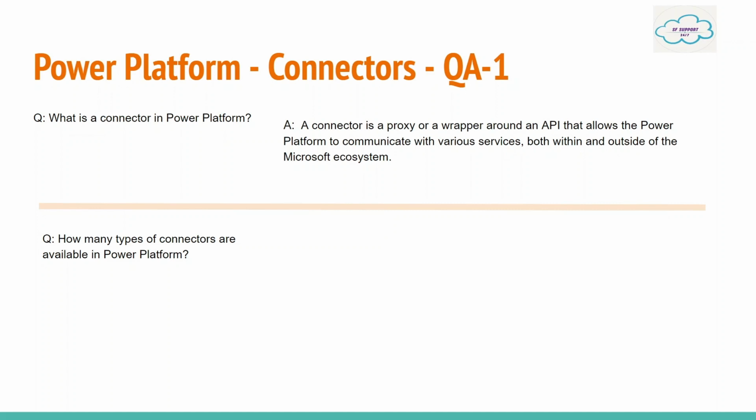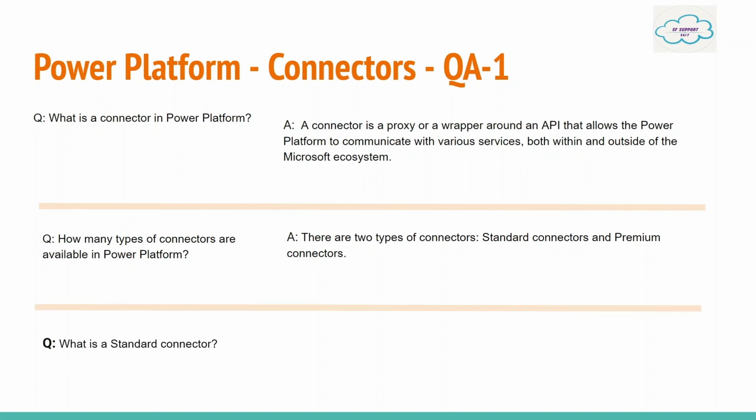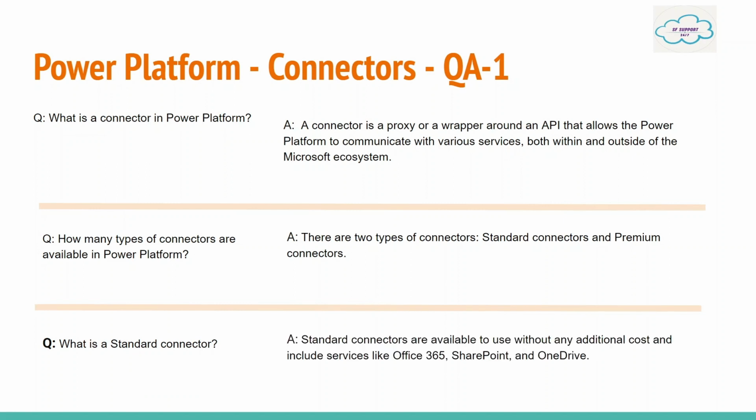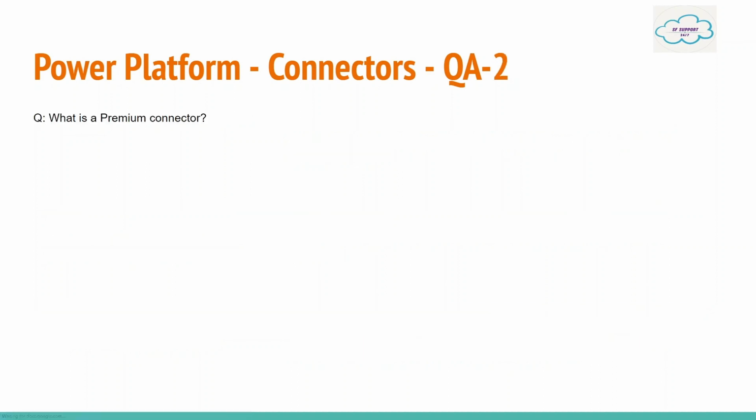Question: how many types of connectors are available in Power Platform? There are broadly two types. One, standard connectors, and another, premium connectors. Question: what is a standard connector? Standard connectors are available to use without any additional cost and include services like Office 365, SharePoint, and OneDrive.